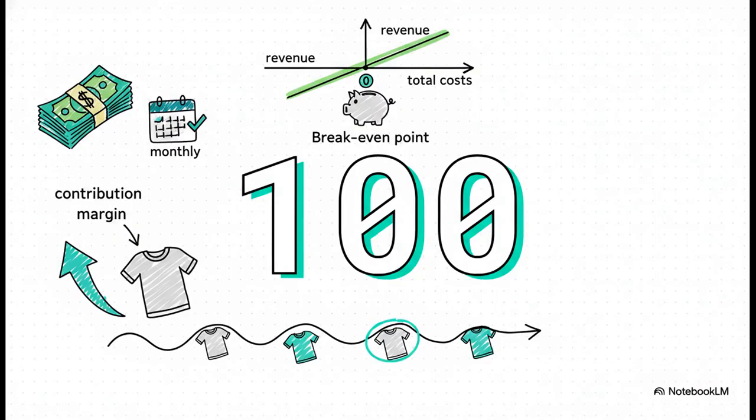So let's do the math. We take our $1,200 in fixed costs and divide by our $12 contribution margin. The result is 100. This means we must sell exactly 100 shirts per month to break even. At the moment we sell that 100th shirt, our net income is zero. We are perfectly financially balanced.